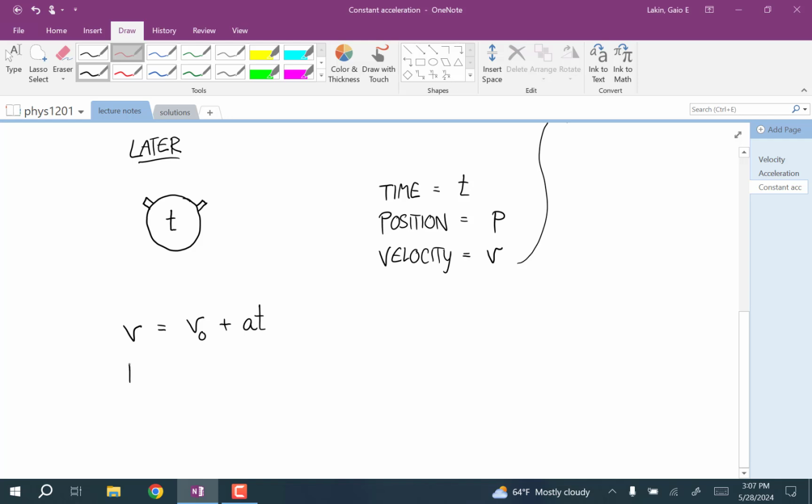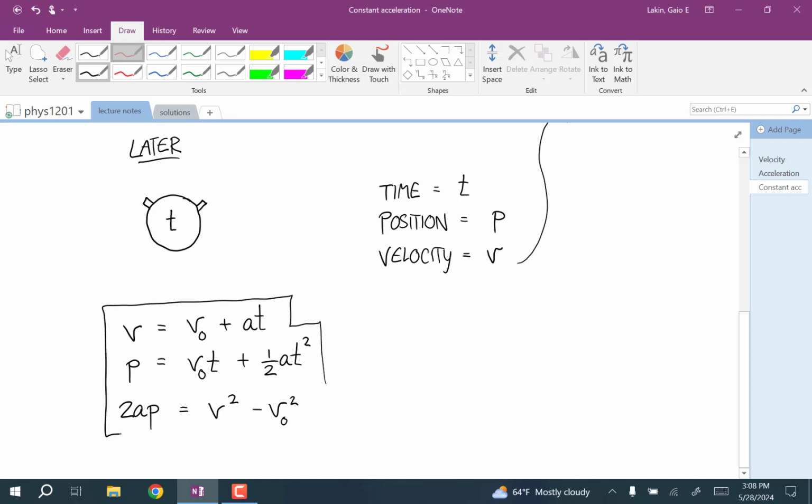The second one says the position at time t is equal to v sub 0 times t plus 1/2 a t squared. And the third, last one says 2 times a times the position is equal to v squared minus v sub 0 squared. So these are the three constant acceleration equations.